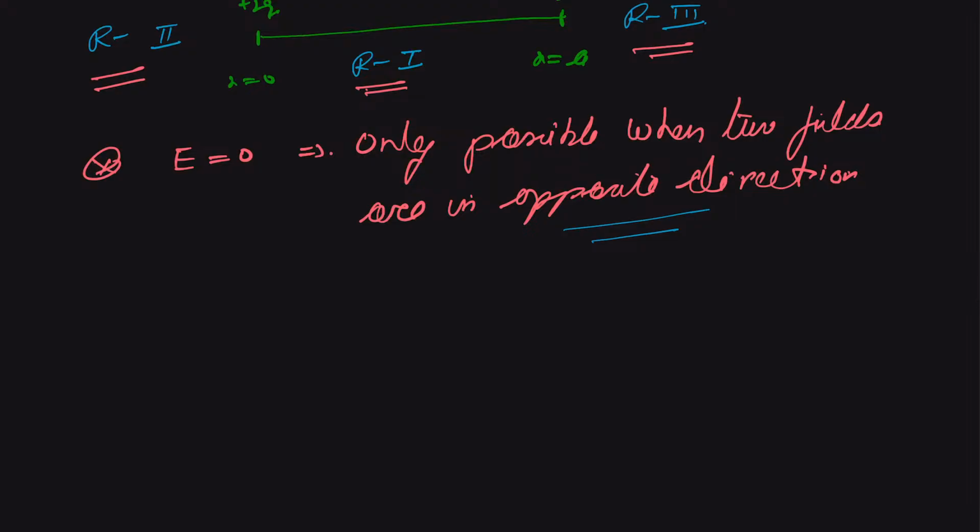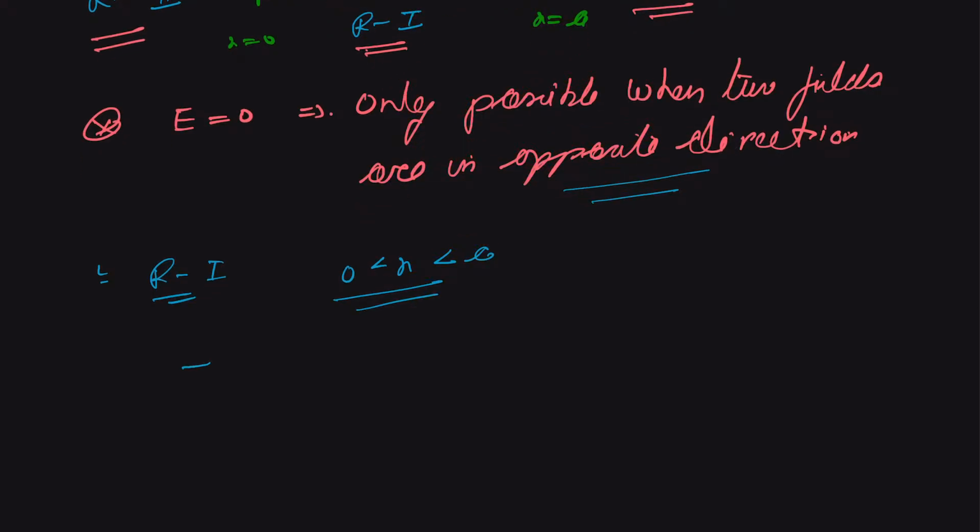First of all, let us discuss region 1. Region 1 is x greater than 0 but less than a, and we have our plus 2q charge, which provides a field towards the right side. Then we have our minus q, and minus q will also point toward the right side.